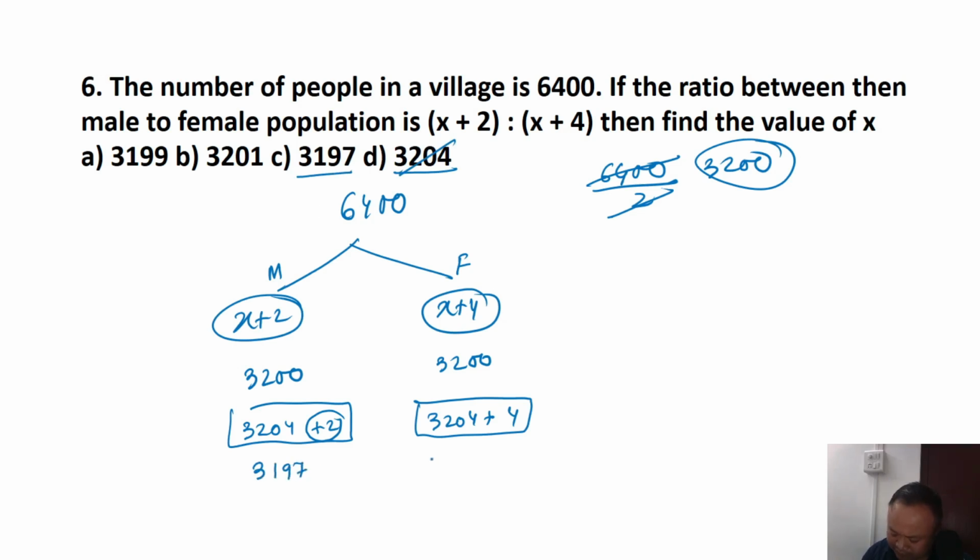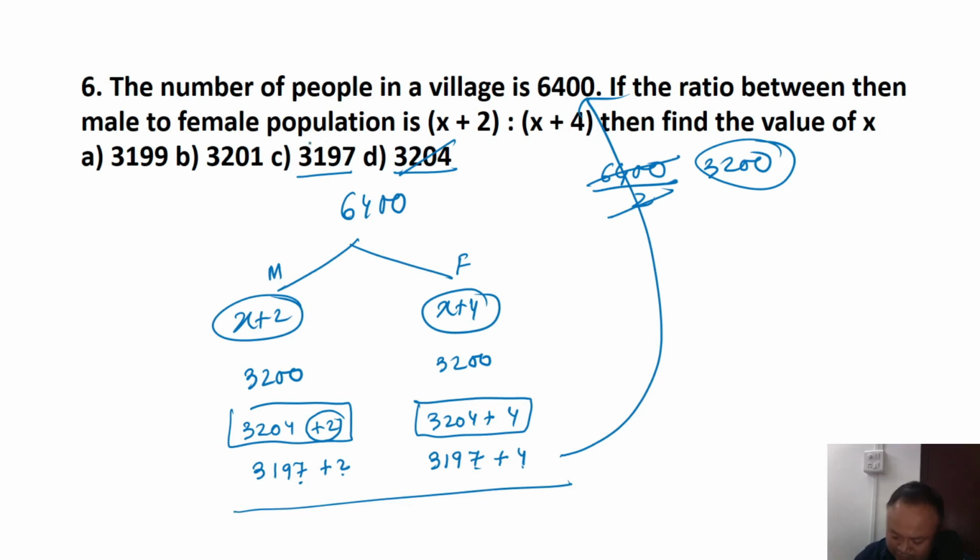3197 plus 2 is 3199, plus 4 is 3201. This is the right choice. The last method: 7 plus 2 is 9, 7 plus 4 is 11, 11 and 9, so this is the answer.